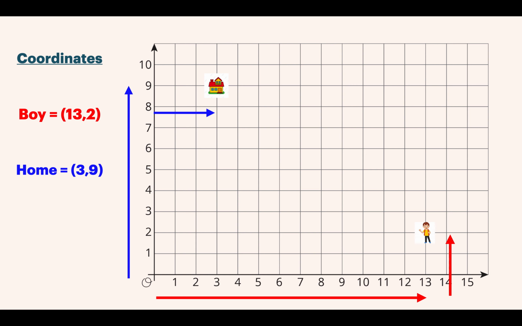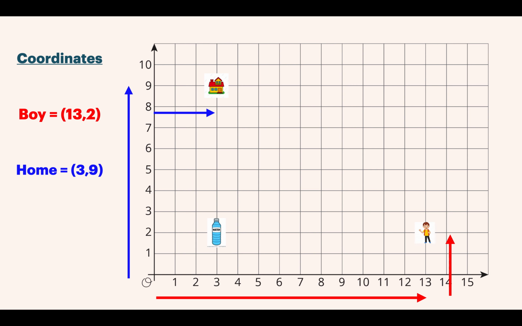Now the reason why the boy is not at 2, 13, if we got it the wrong way around, is that 2, 13 would be way off up here. And if we put the house the other way around, 9, 3, it would be over here, very close to the boy. So it's very important that we put them in the right order.